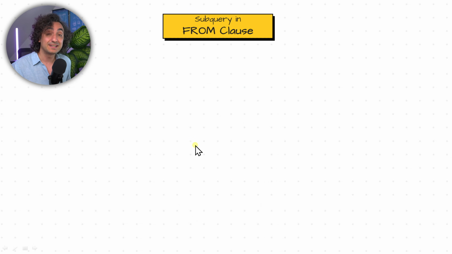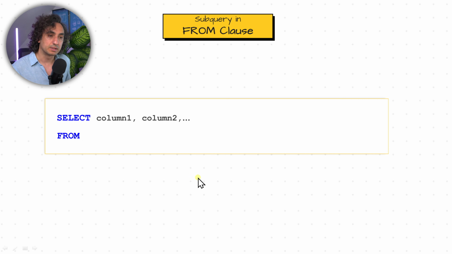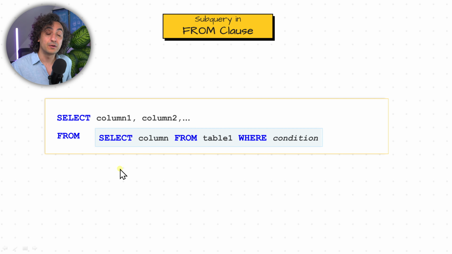Okay, so let's check the syntax of the subquery inside the from clause. So we start with the usual stuff where we say select and a few columns that we want to retrieve. And then we say, okay, from. Usually after the from comes the table name from our database that we want to query. But this time, instead of writing the table name, we're gonna have another SQL query. So that means we don't define the table name, we define another select statement where we have again select a column from a specific table, and then maybe we have a filter.